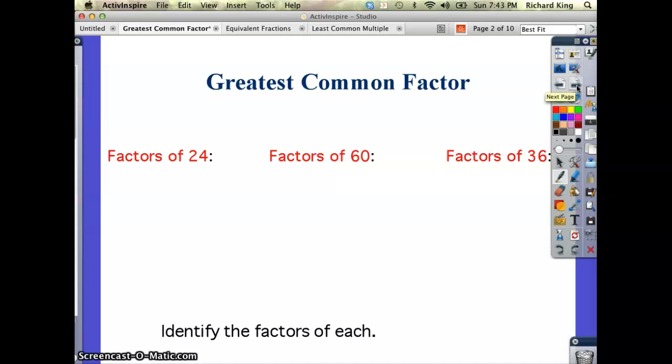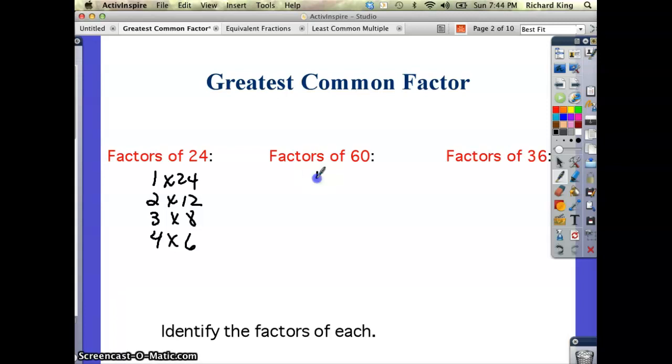We'll start by finding the greatest common factor of 24, 60, and 36. We'll use three different methods on doing this. First, we're going to do it by listing the factors. So we're going to list all the factors of 24, 60, and 36. First 24, which is 1 times 24, 2 times 12, 3 times 8, 4 times 6, and 5 doesn't go, and then you're back to 6 again, so that's all for 24.